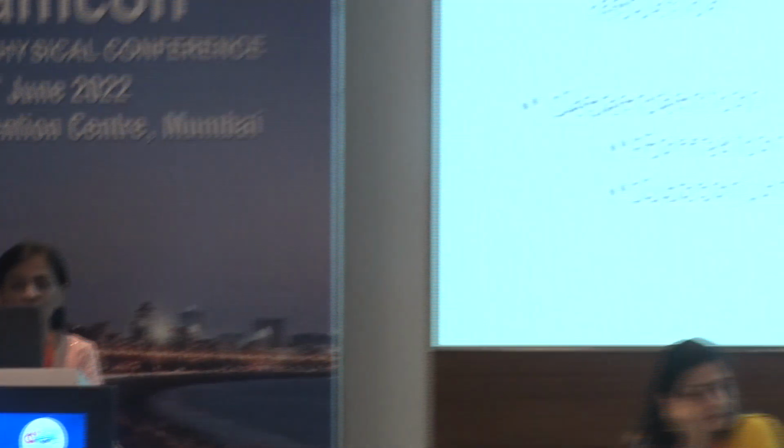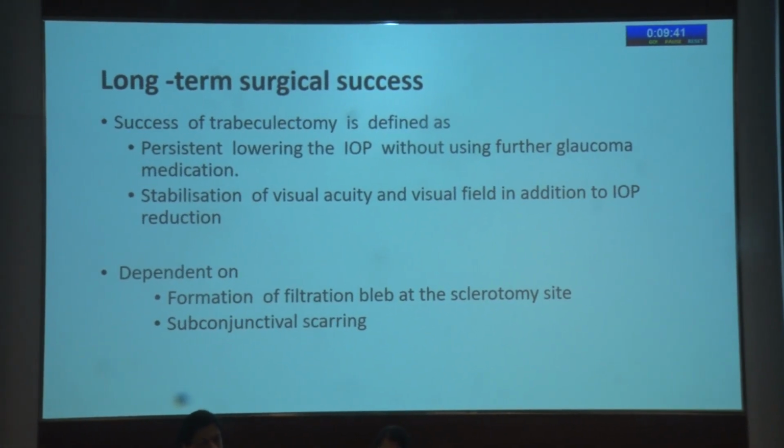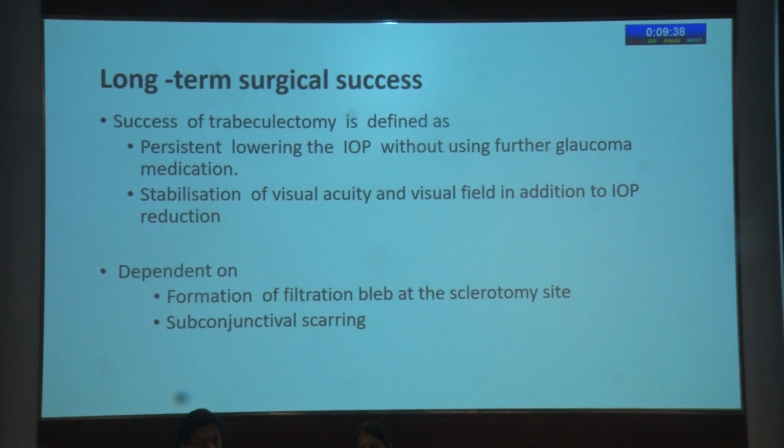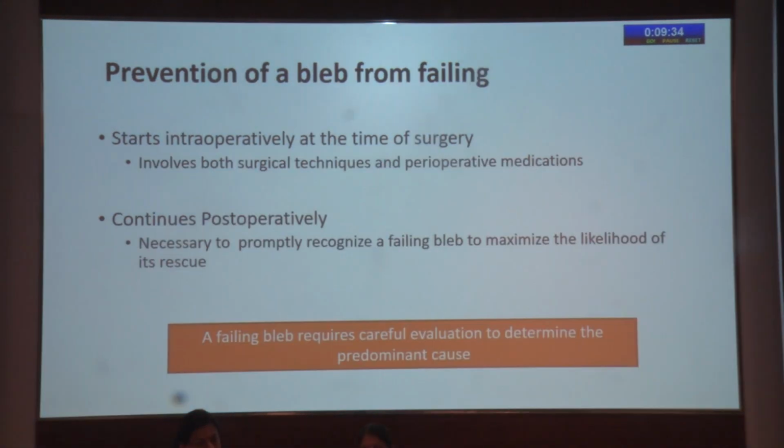Long-term surgical success of trabeculectomy depends on persistent lowering of the IOP without using further glaucoma medications, and stabilization of visual acuity and visual field in addition to IOP reduction. This is dependent on formation of the filtration bleb at the sclerotomy site and subconjunctival scarring. Prevention starts intraoperatively, as we already discussed. At the time of surgery, it has to be done very carefully. You have to master your surgical technique, including the perioperative medications.